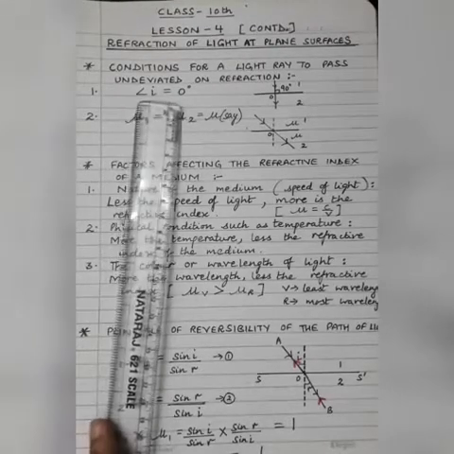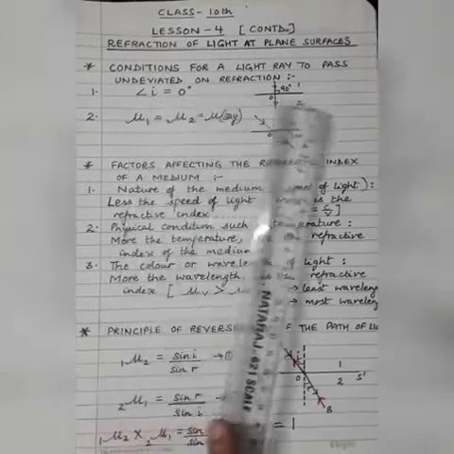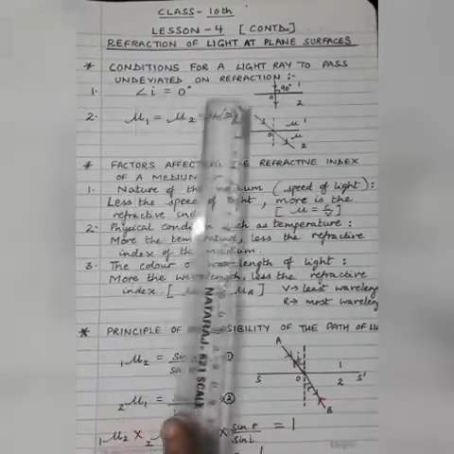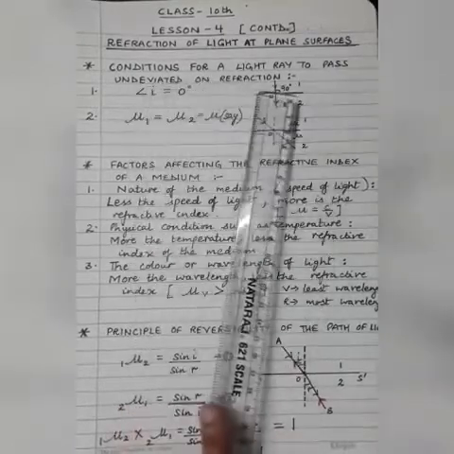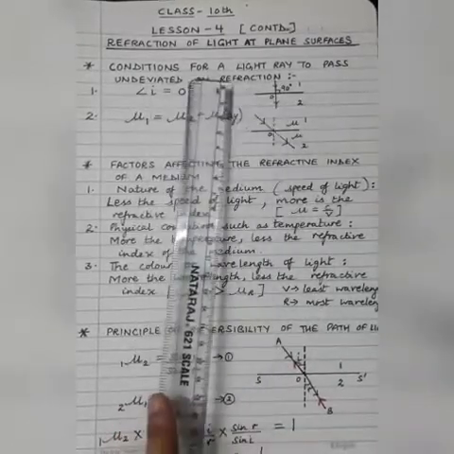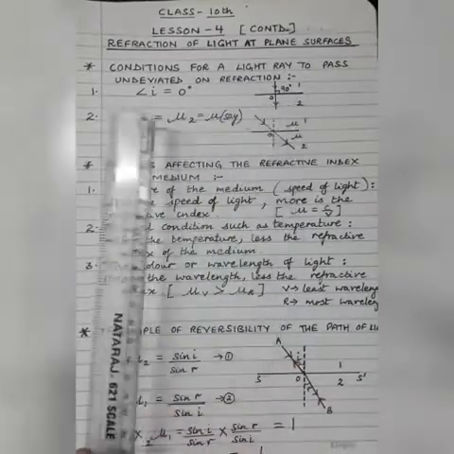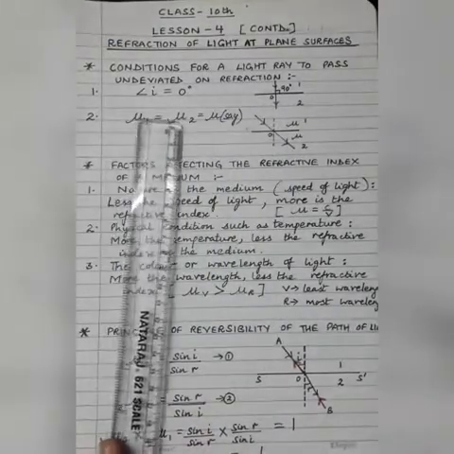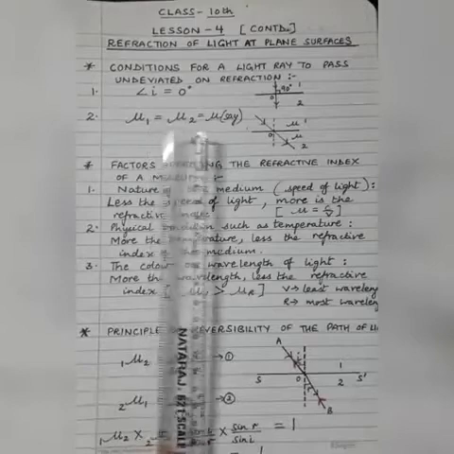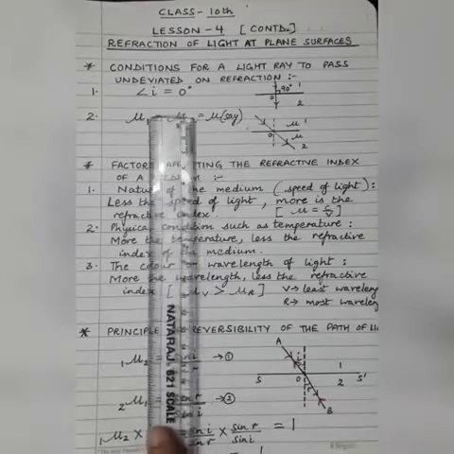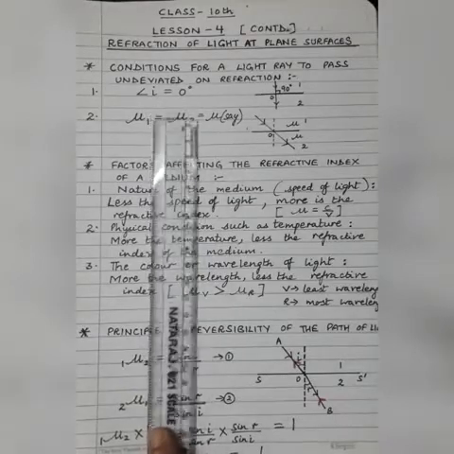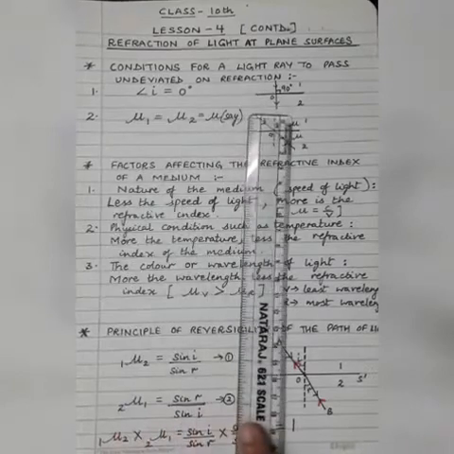Now the next topic is conditions for a light ray to pass undeviated on refraction. That means no change in the path of light when it passes from one medium to the other medium. The first condition is that the angle of incidence at the boundary of the two media is 0, that is, angle i equals 0 degrees.